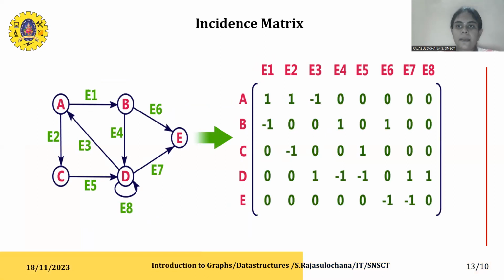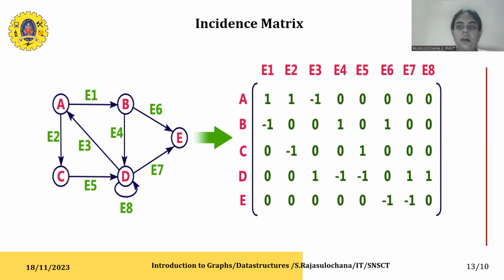And this is the incidence matrix representation of a graph. In the incidence matrix representation, the rows represent the vertices, whereas the columns represent the edges. So totally how many edges do we have in this particular graph? Totally there are 8 edges. So we will name them E1, E2, E3, E4, E5, E6, E7, E8. And there are totally 5 vertices: A, B, C, D and E.